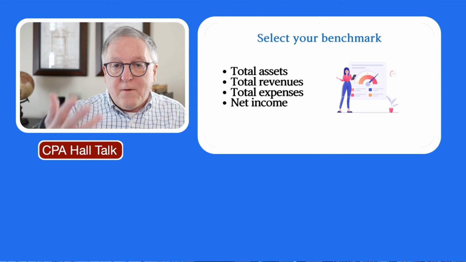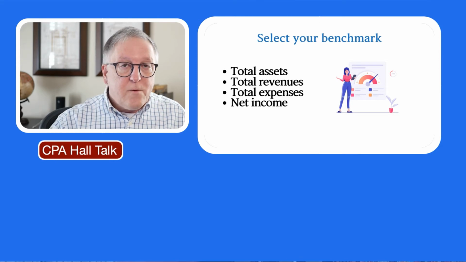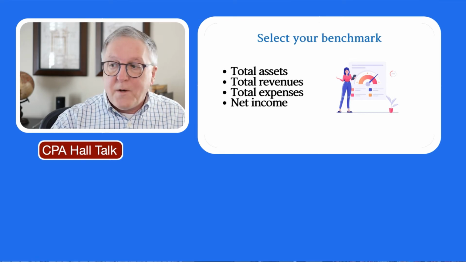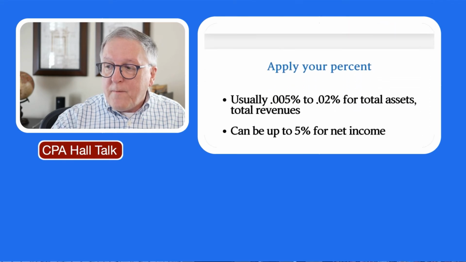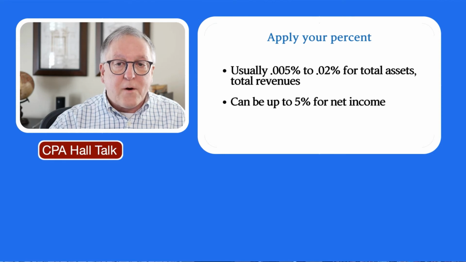And let's say we select total revenues. And let's say total revenues is $10 million for the business that you're auditing. Well, that's your benchmark that you're going to apply the percent to. But let me emphasize again, the selection of the benchmark is dependent upon who the expected users of the financial statements will be. Now, let's apply the percent to the benchmark.